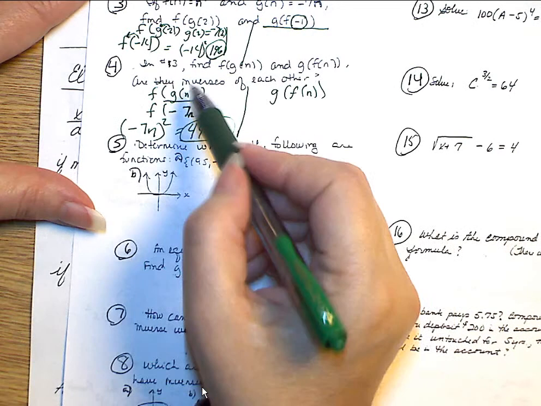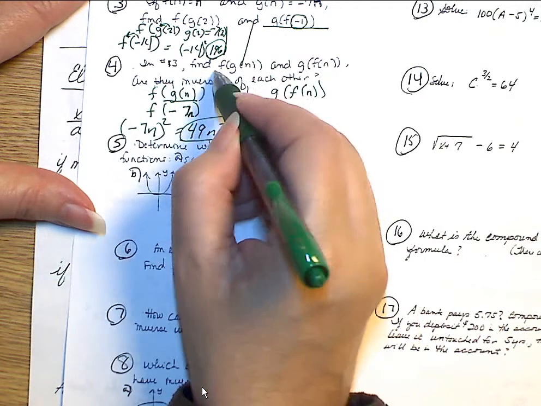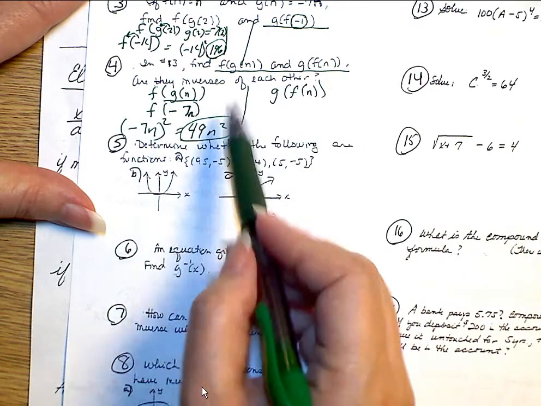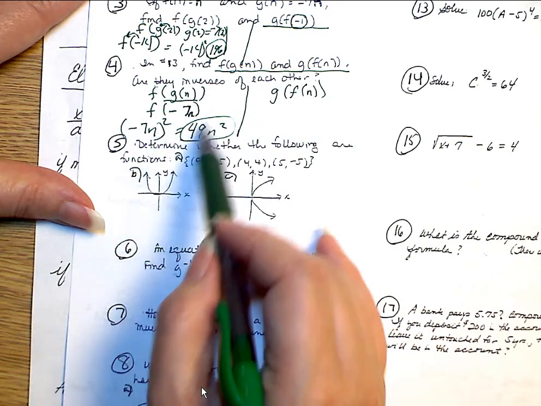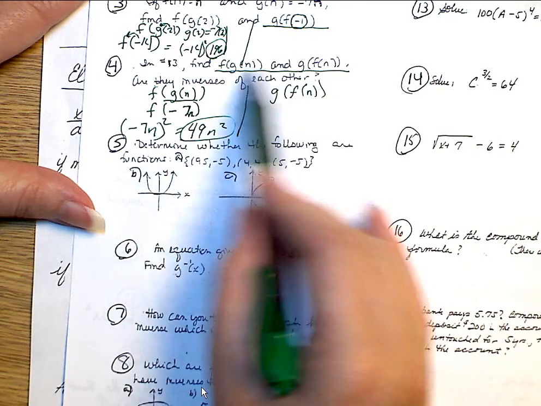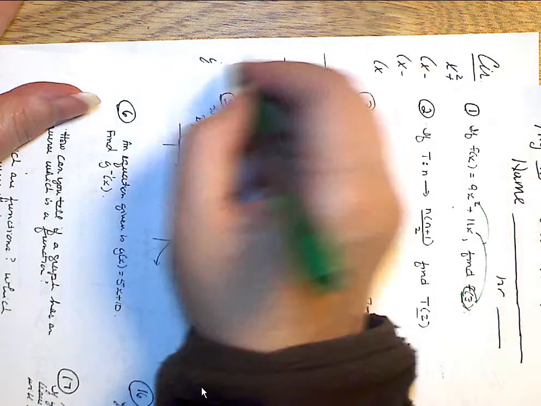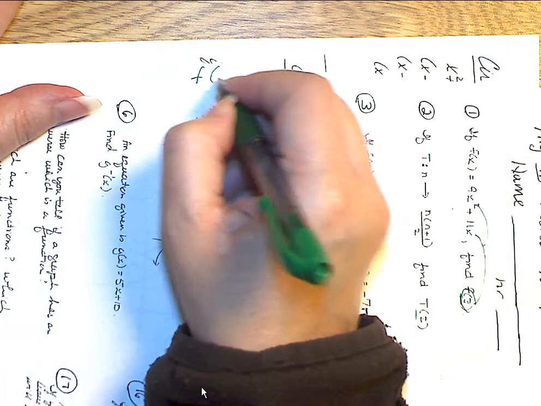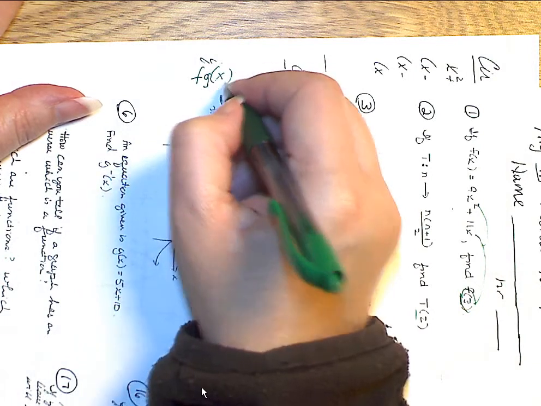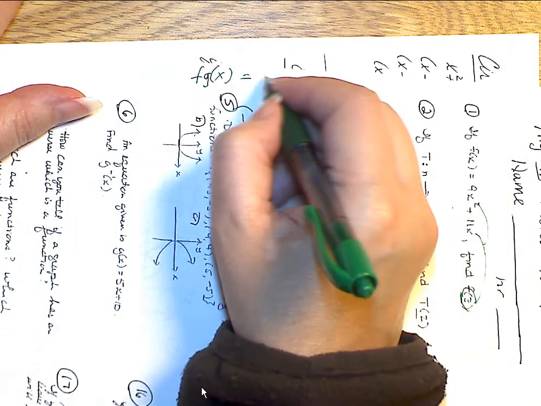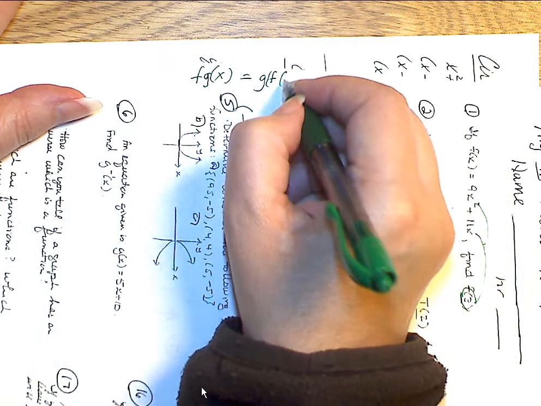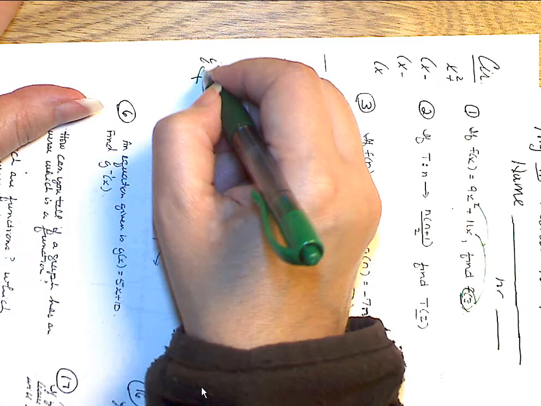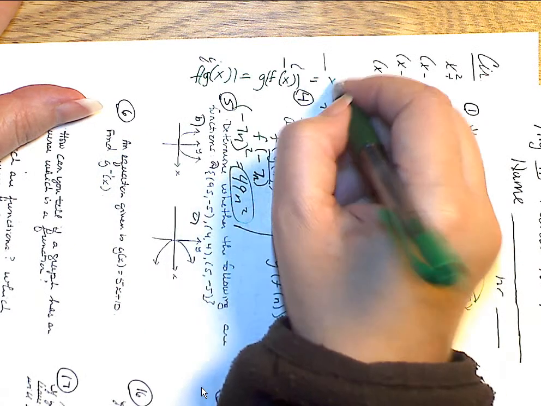I want you to practice putting them inside each other, because some of them on your test will just have you put them inside each other. Some of them say, are they inverses of each other? To be inverses of each other, remember, f of g of x has to equal g of f of x, which has to equal x to be inverses.